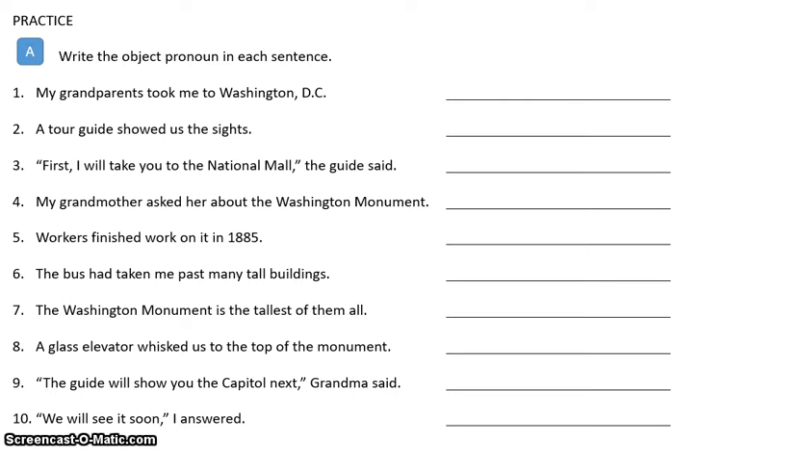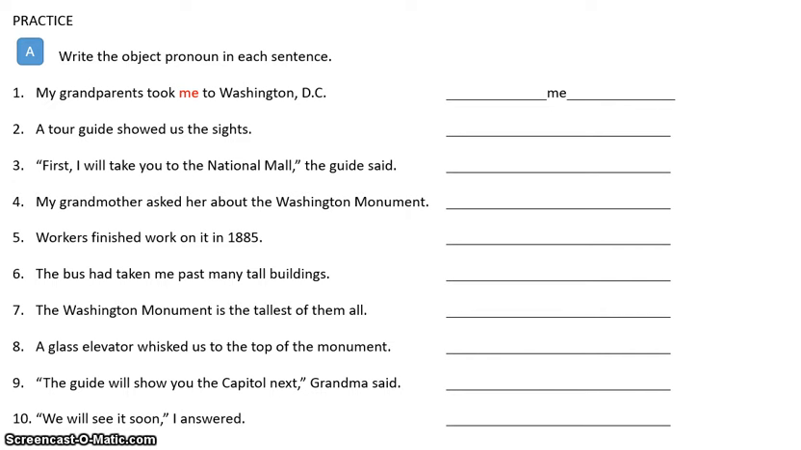All right, it says, my grandparents took me to Washington, D.C. Okay, now, on this sentence, we know it's not the subject of the sentence because what's the subject of the sentence? My grandparents. Okay, they took who? Well, they took me to Washington, D.C. If you look on that chart, me is an object pronoun. Let's do number 2 together, and then I'm going to turn you loose on this one.